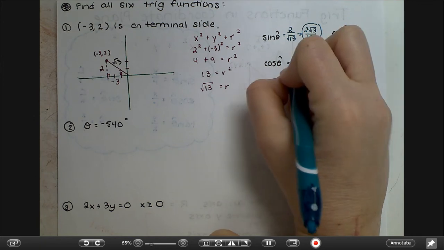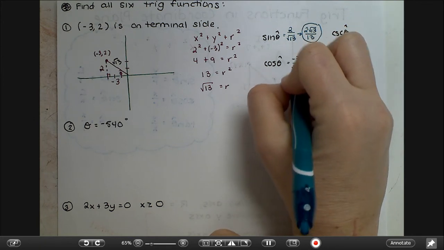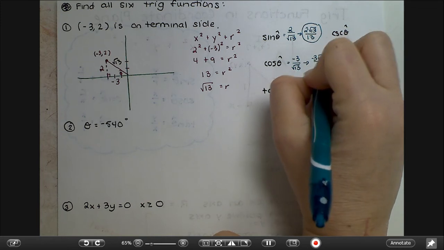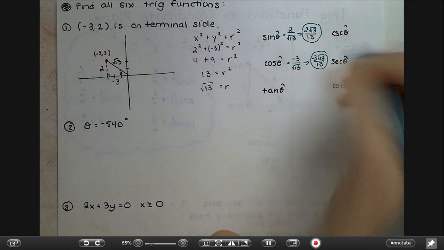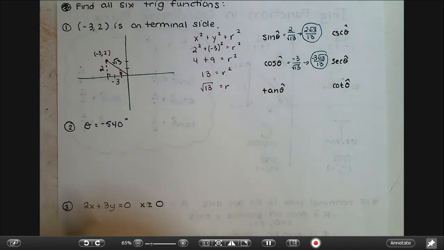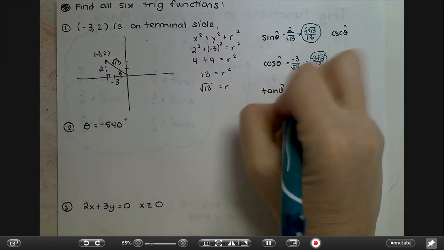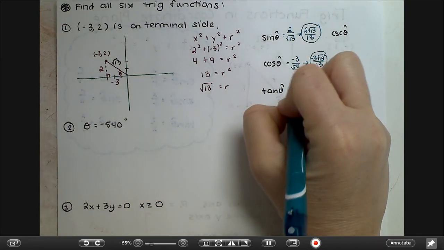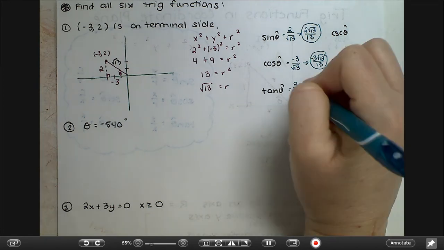Cosine, negative 3 over the square root of 13. So that's going to turn into negative 3 root 13 over 13. And again, now we have these negatives included because they are directional. It tells where it's located in the coordinate plane. Tangent is opposite over adjacent, and that's already in good form.